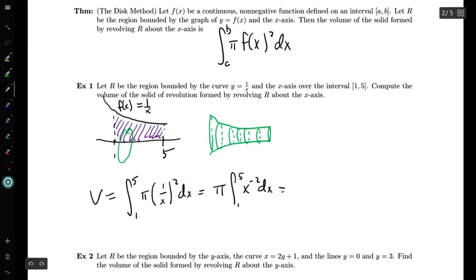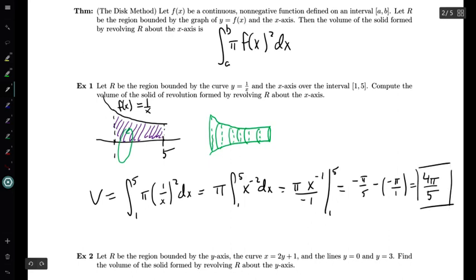And so now I can integrate this. This is pi times x to the minus 2. We increase the exponent by 1, so we're going up to x to the minus 1. Divide by the new exponent, minus 1. Evaluate from 1 to 5. So if I do this, I get, let's see, minus pi over 5 minus a negative pi over 1. So that's going to be pi minus pi over 5, which is 4 pi over 5. Great, so we have a nice formula for the volume of this solid, 4 pi over 5.